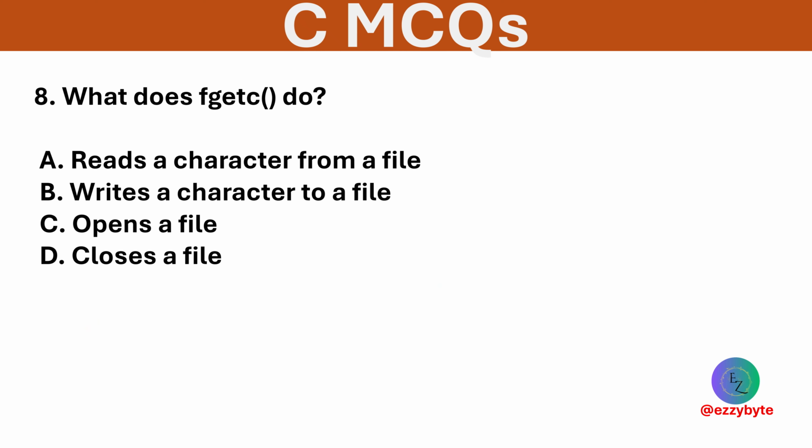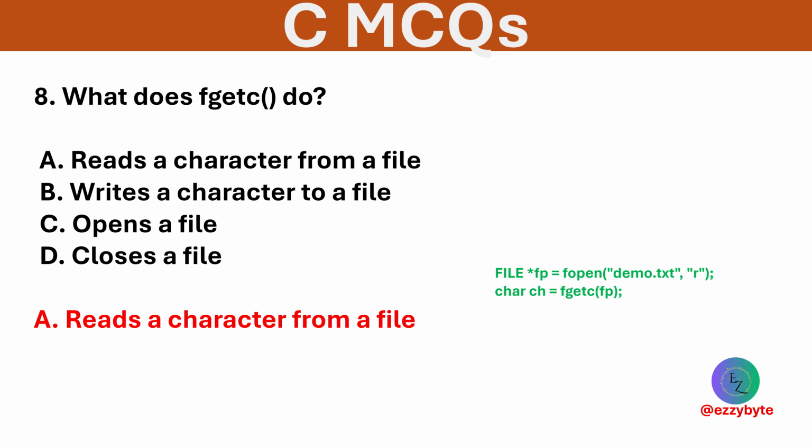What does the fgetc function do? Options are reads a character from a file, writes a character to a file, opens a file, and closes a file. Option A is correct. It reads the next character from the given file stream.